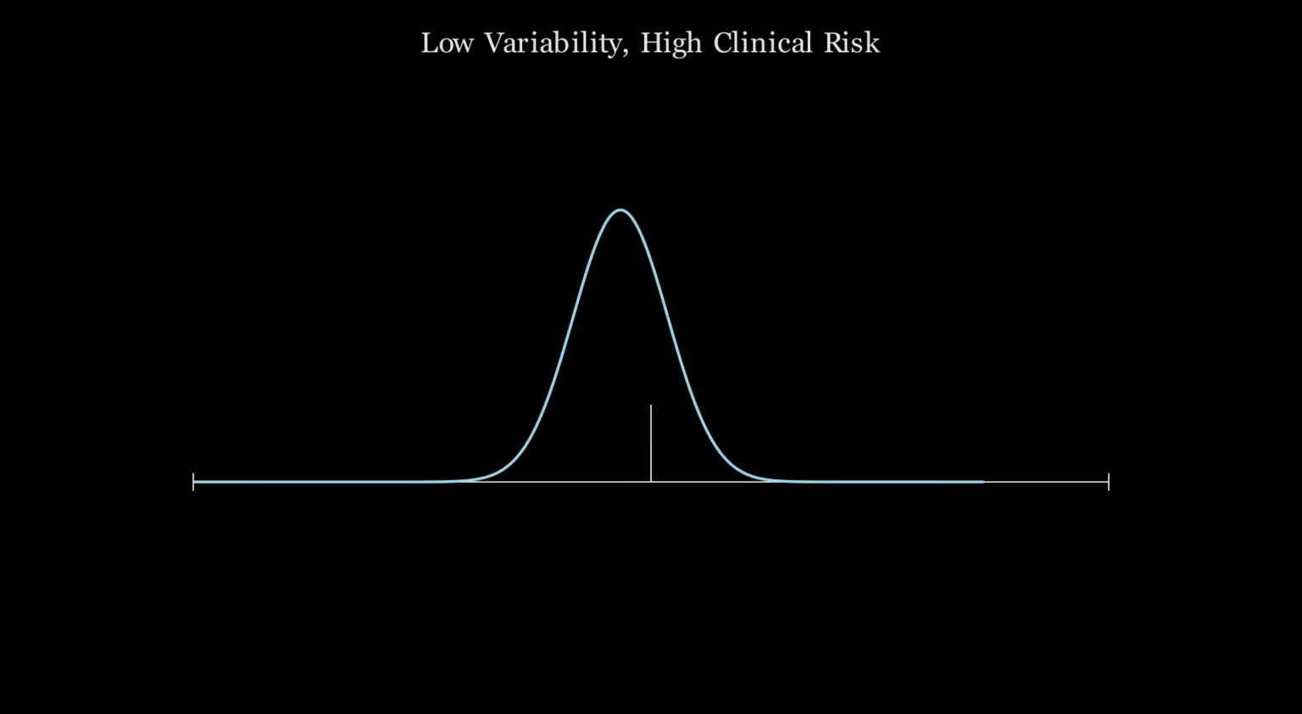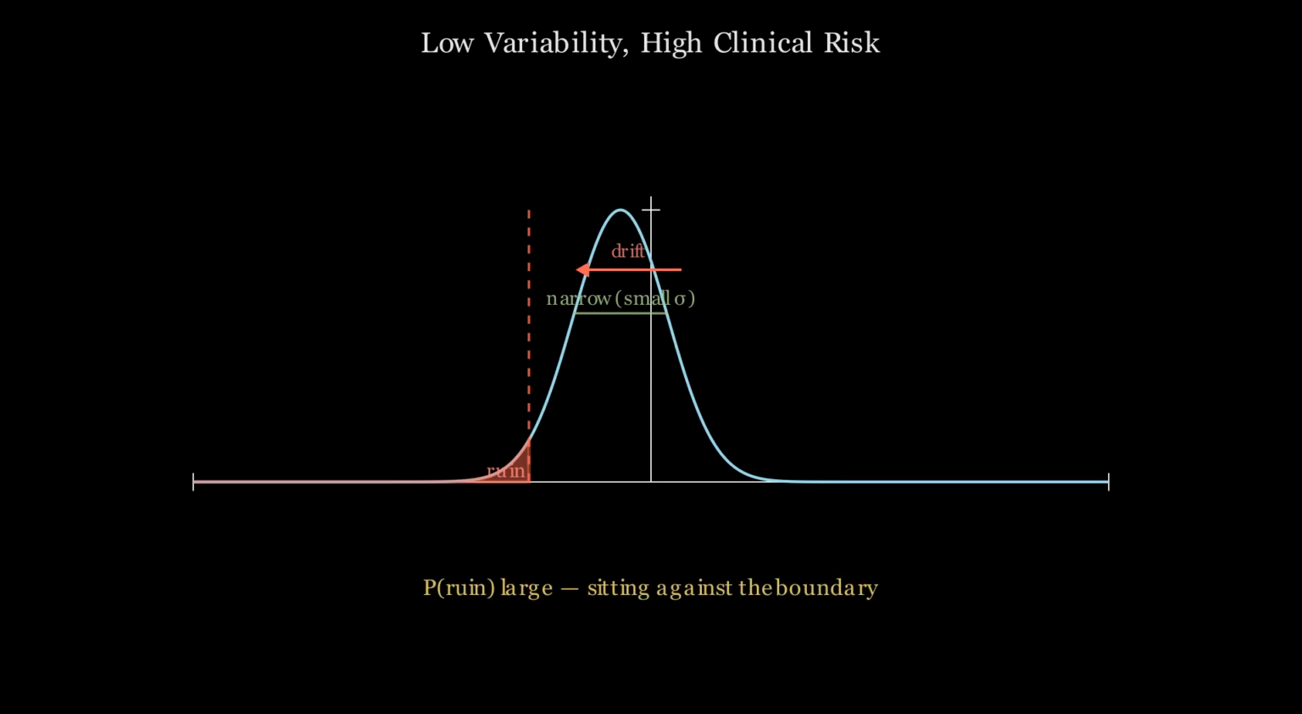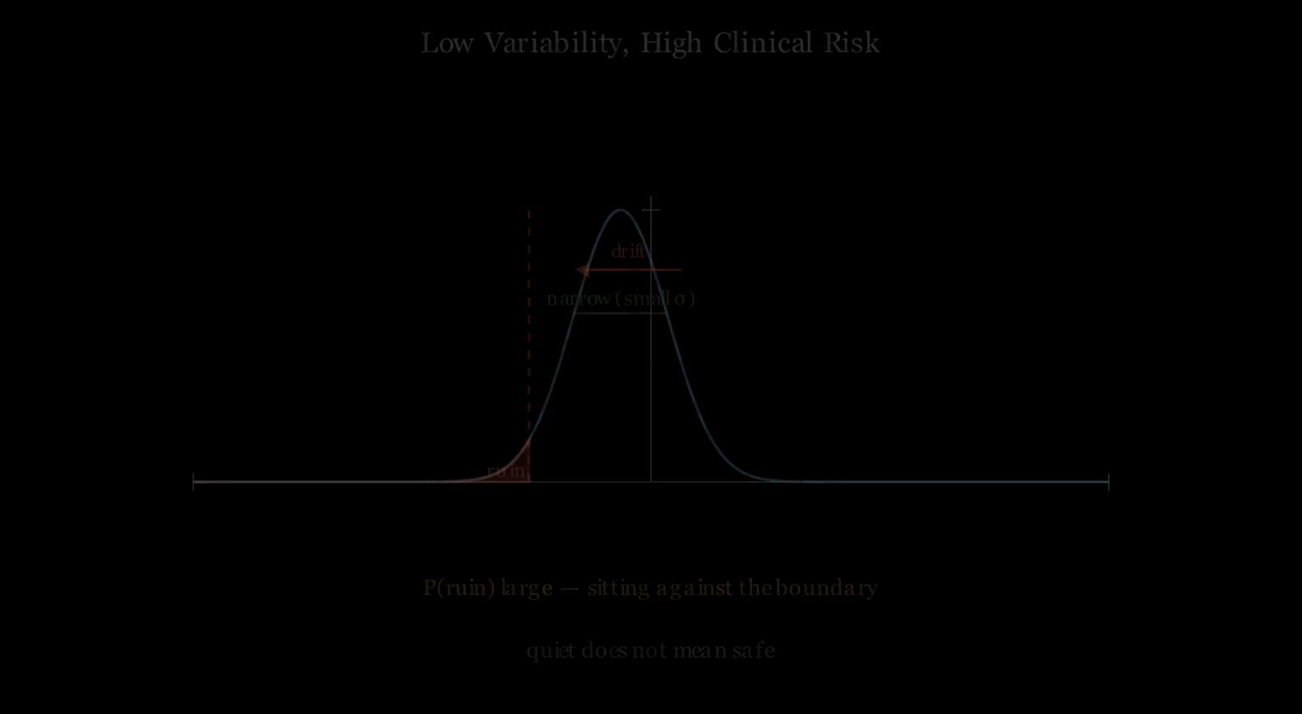Consider a patient whose biomarker values barely change from reading to reading. Variability is near zero. The numbers appear stable, even reassuring. But if the trajectory drifts steadily toward an organ failure threshold, the outcome is predetermined. This pattern appears in patients with gradual septic deterioration or slow hemorrhage. The apparent calm of low variability masked an adverse trajectory. Clinical risk scores based primarily on variability fail to detect this class of deterioration.